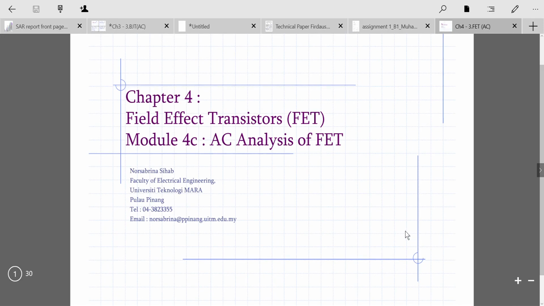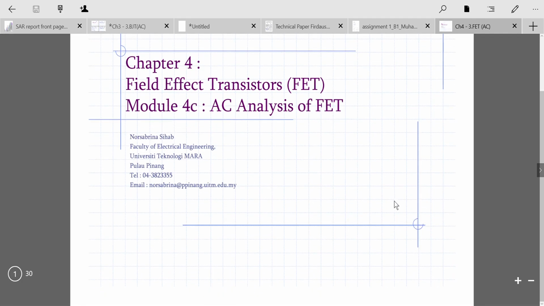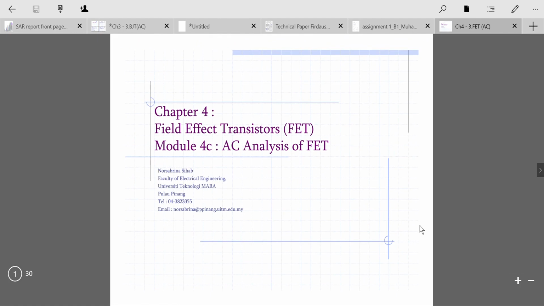Today our lecture is about field effect transistor, FET, for AC analysis. Okay, now we go on to the next slide.